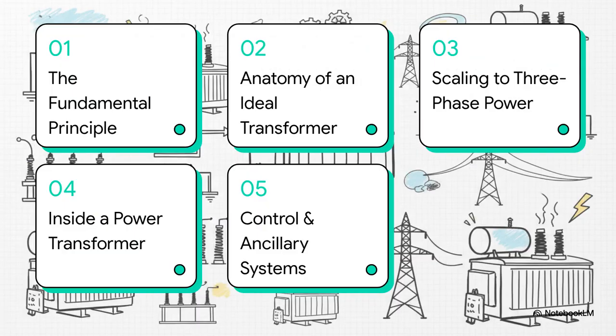So here's our roadmap for today. We're going to move from the first principles all the way up to the intricate engineering of a real-world machine. We'll kick things off at the fundamental physics, then build up an ideal model, and finally we'll deconstruct the high-power systems that form the very backbone of our grid.